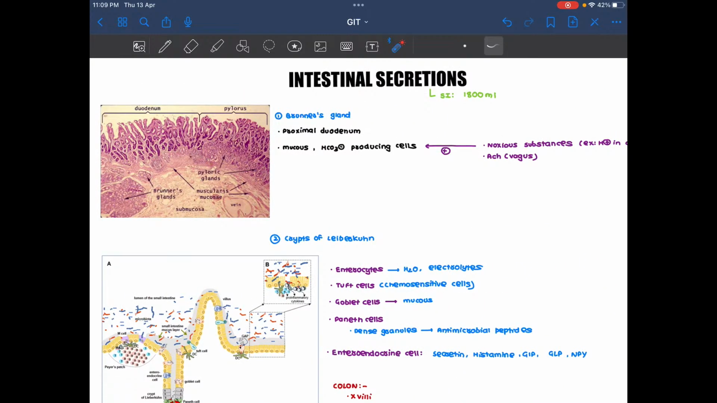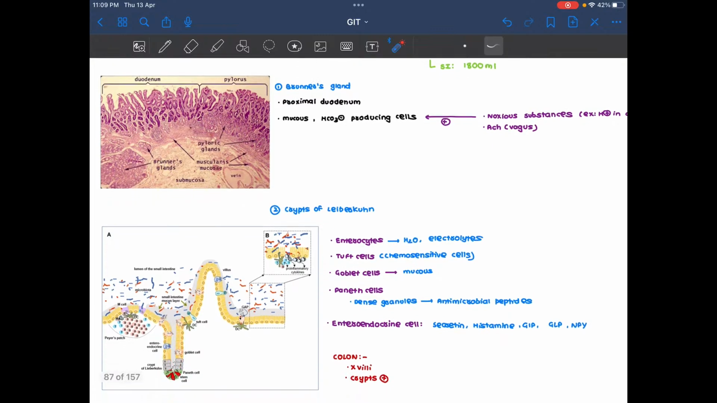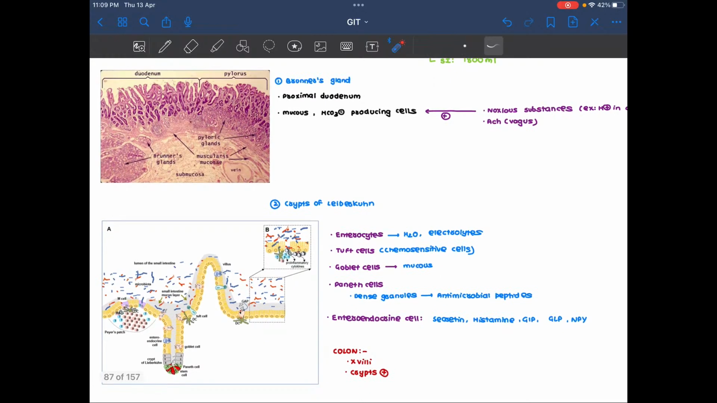Now, the last secretion that we have is your intestinal secretion. It's very simple. We have the Brunner's glands, which are present in the proximal duodenum, and they release either mucus or bicarbonate. Don't forget, small intestinal secretions contribute about 1800 ml per day. And what about the crypts of Lieberkuhn? We have these crypts which run here. These are known as the crypts of Lieberkuhn present in the intestine.